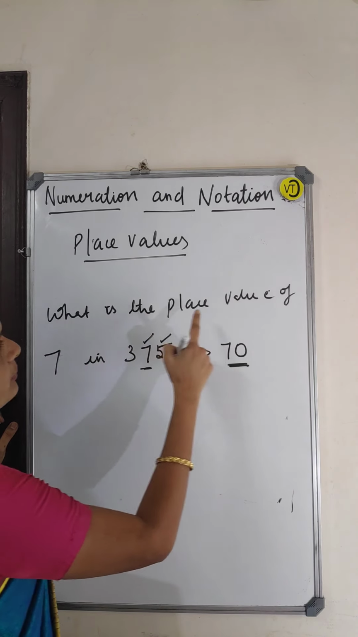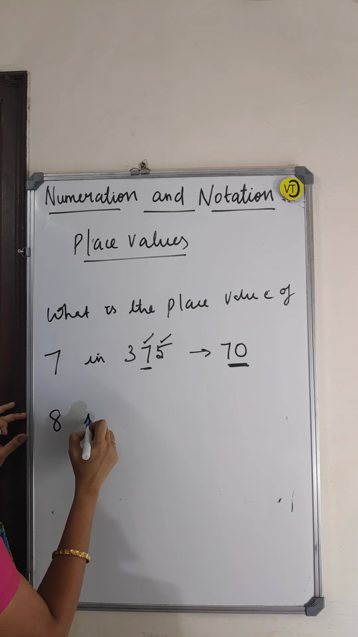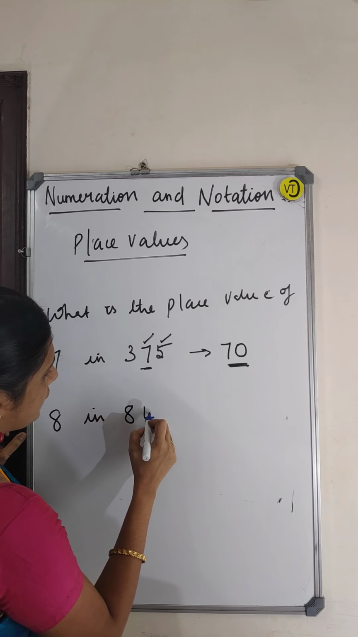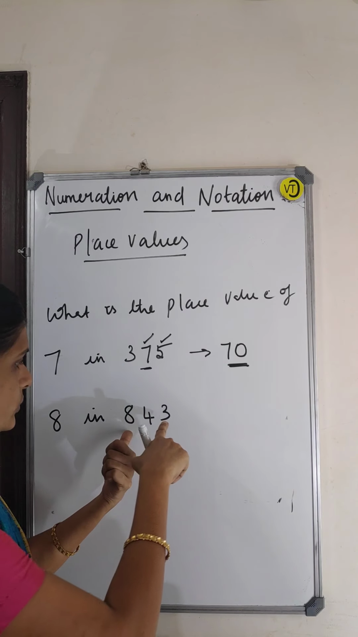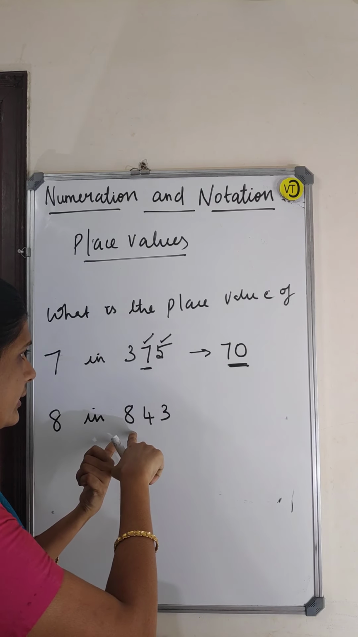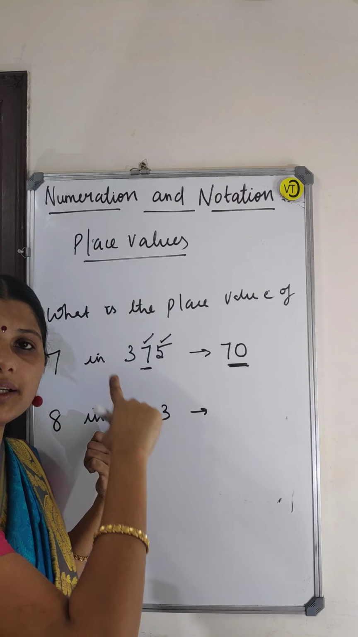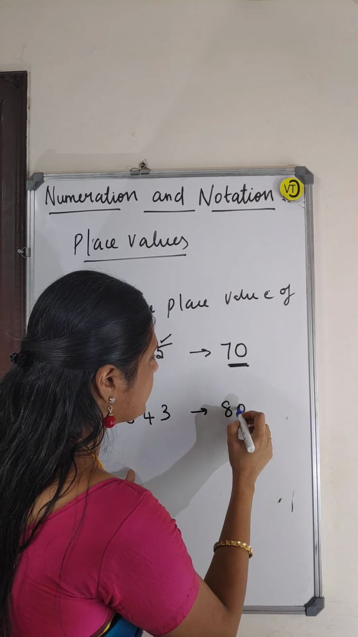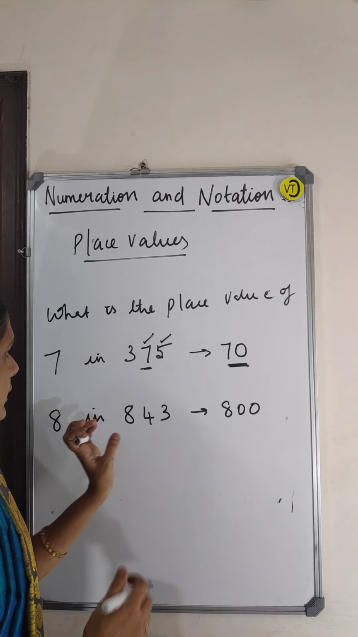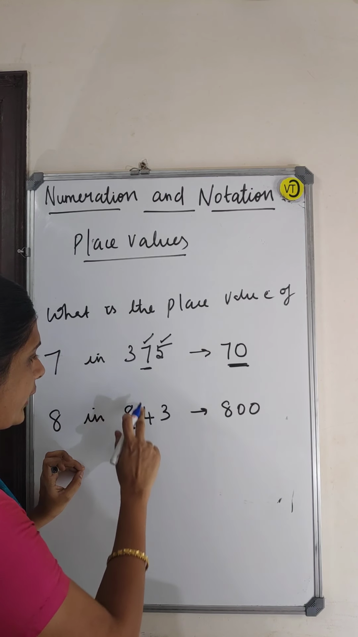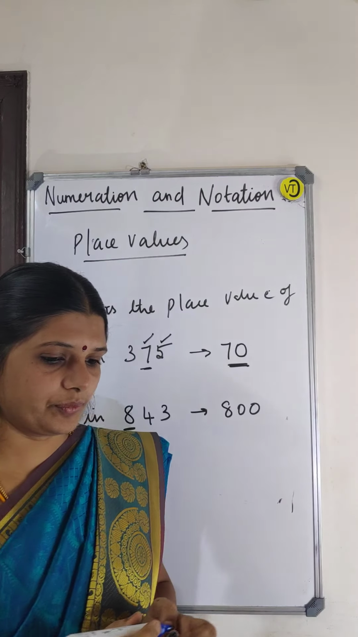What is the place value of 8 in 843? This is ones, tens, hundreds. This is 8 into 100. This is 800, the place value. So the place value of 8 is 800.